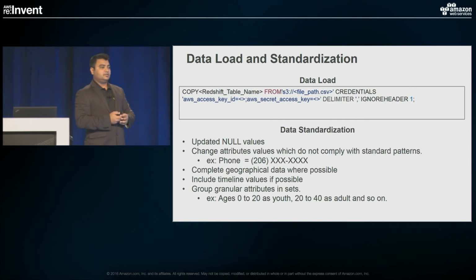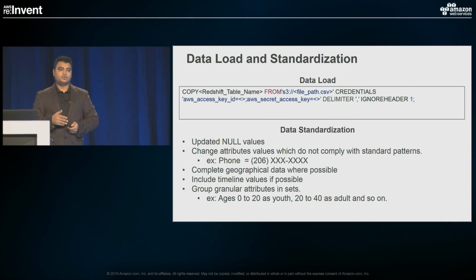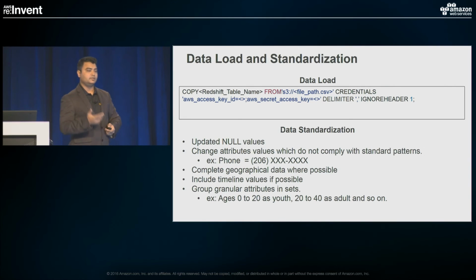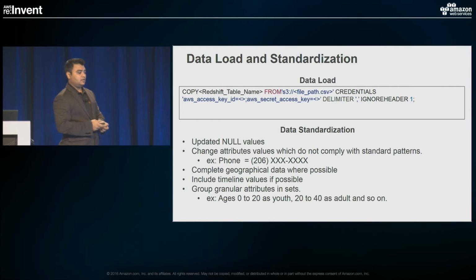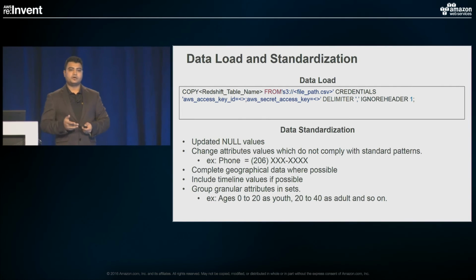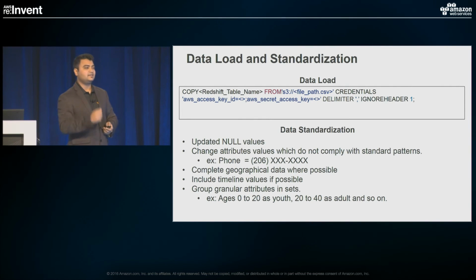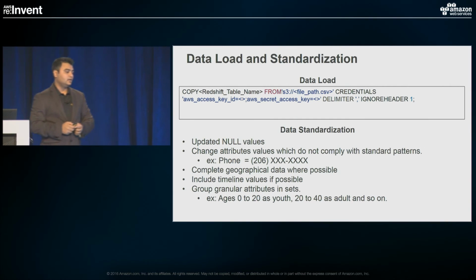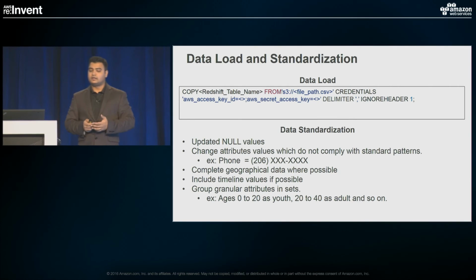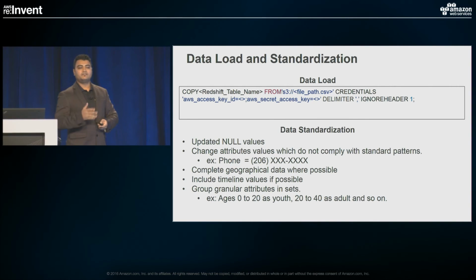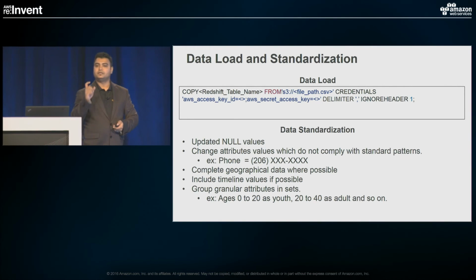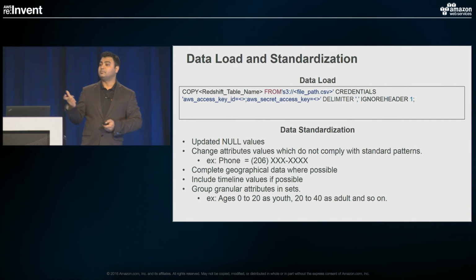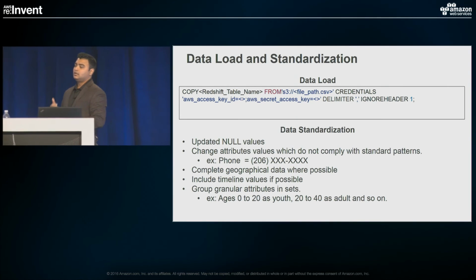The next step is actually, once you have the data inside Redshift, you have to load it from S3 and then standardize it. Standardization is really important because it gives the right signals to the machine learning model, as I said. So some of the things you can try with standardization is like updating null values, which is very important. If you don't give complete information to the machine learning model, it won't learn. So it's very important to give it as complete a data set as possible to train it.